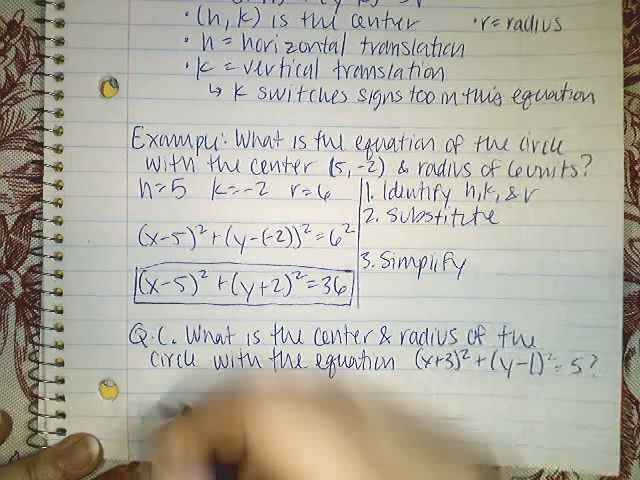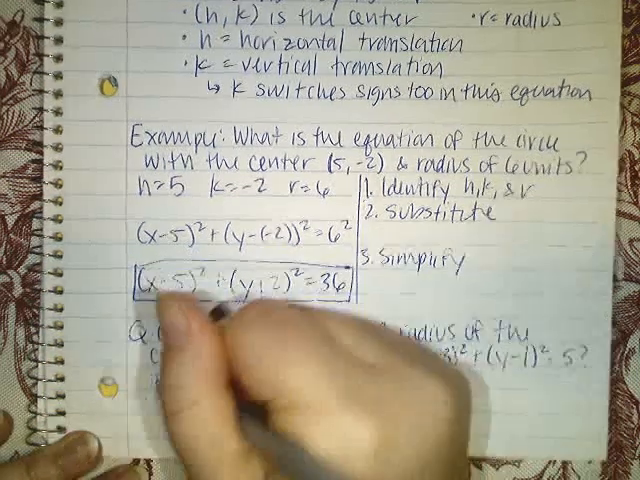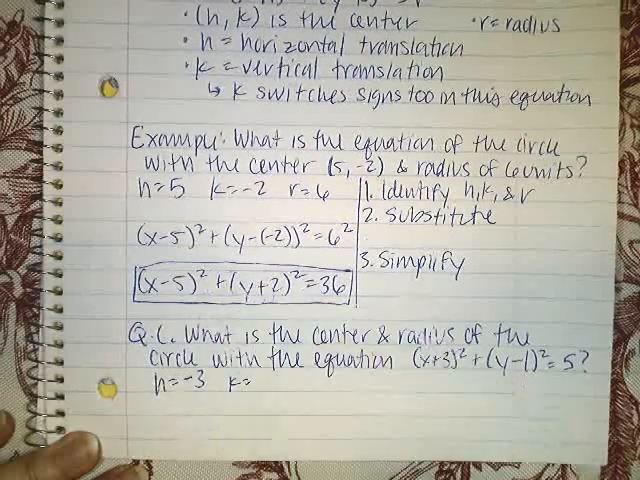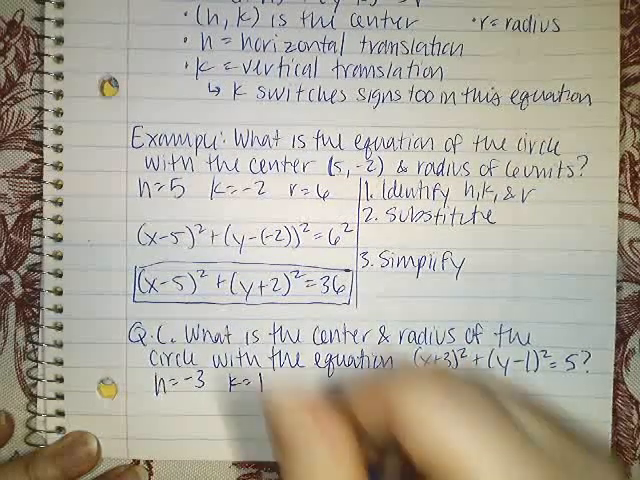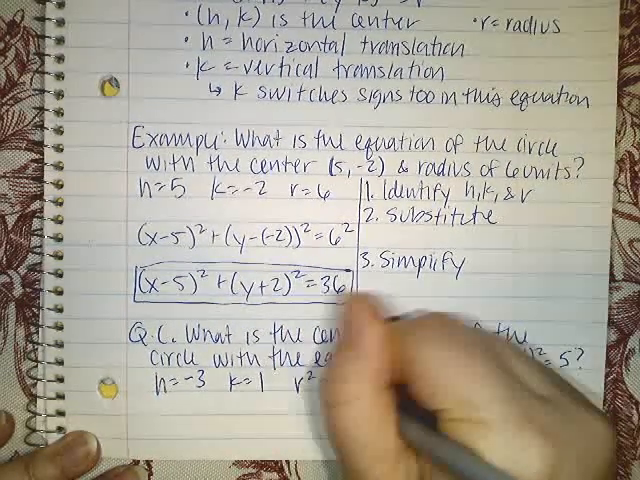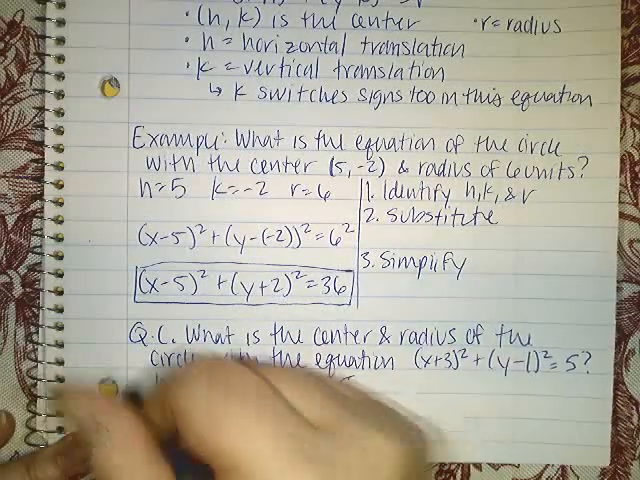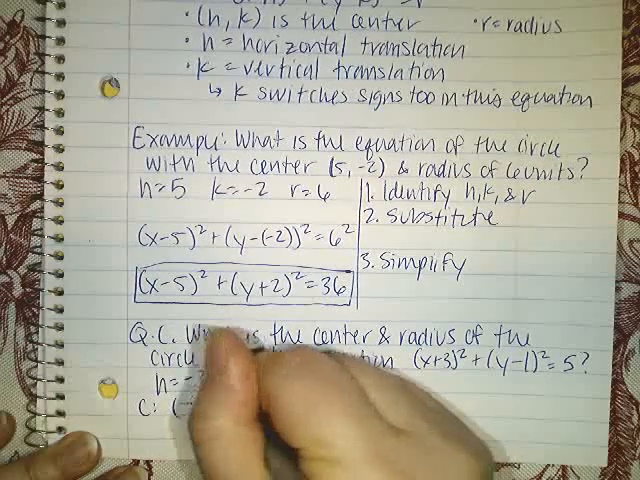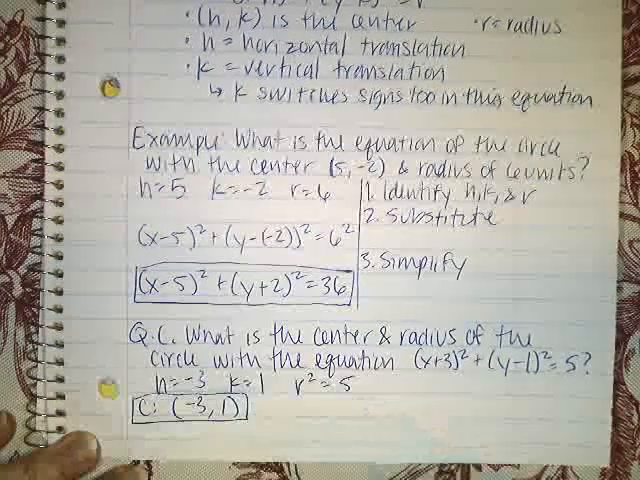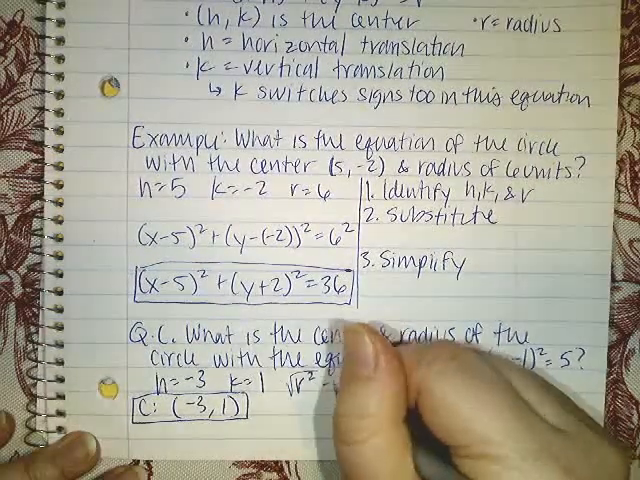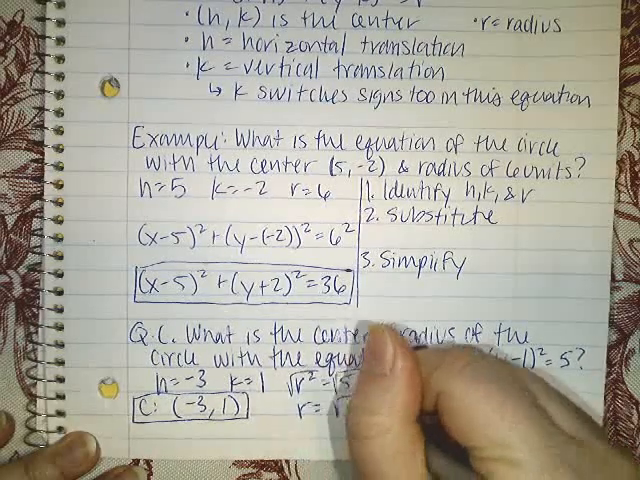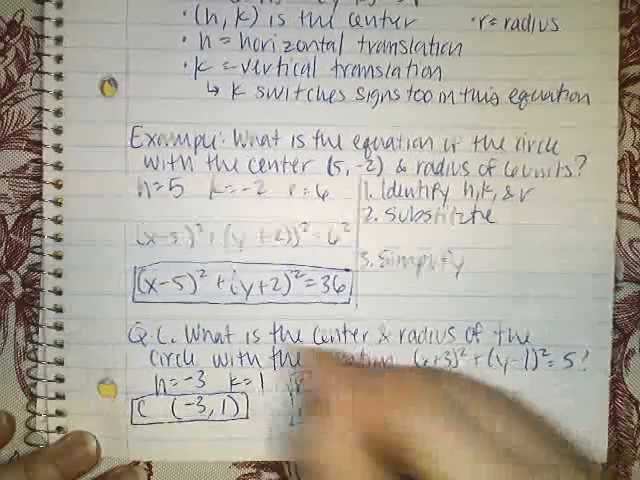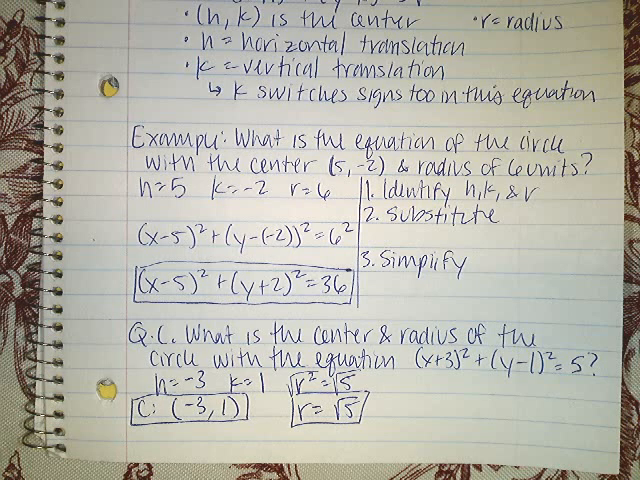So again, I'm switching signs as I take them out. So h is going to be -3, k is going to be +1, and r squared is going to be 5. So that means that my center is going to have the coordinates -3, 1. So that's the center coordinate. And then I have to square root to get my r value. So r is going to be the square root of 5. So my radius is square root 5. I've successfully found the center and radius of that circle.